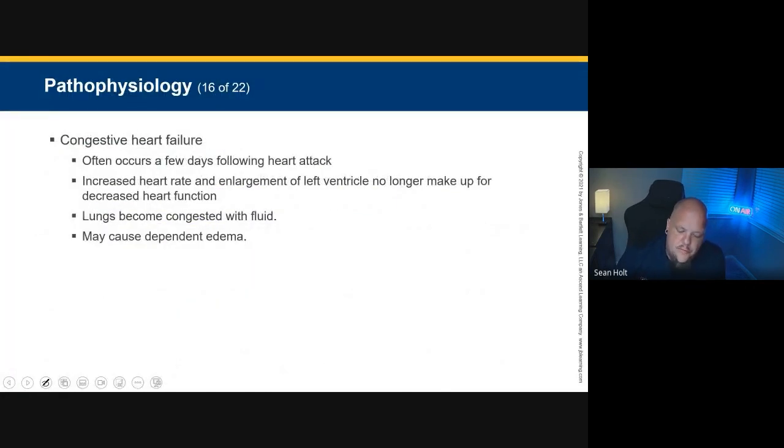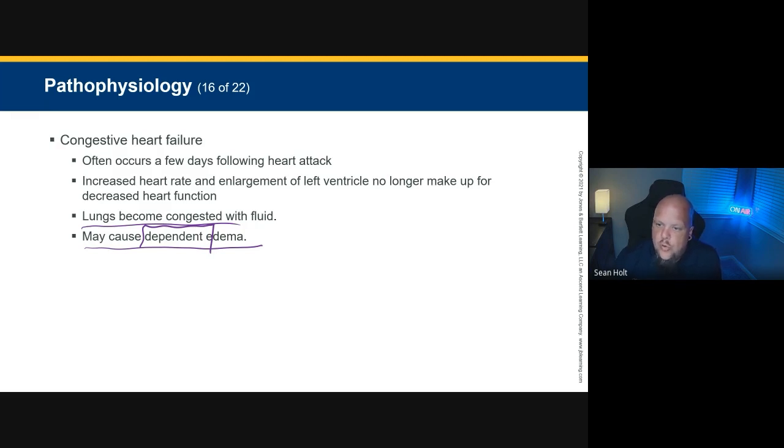So CHF often occurs a few days following a heart attack. Increased heart rate and enlargement of the left ventricle no longer make up for decreased heart function. Lungs will be congested with fluid, and then it may cause dependent edema. I don't know if with this class I was able to lecture on the part where I talk about the dependent positions, but basically think with gravity.